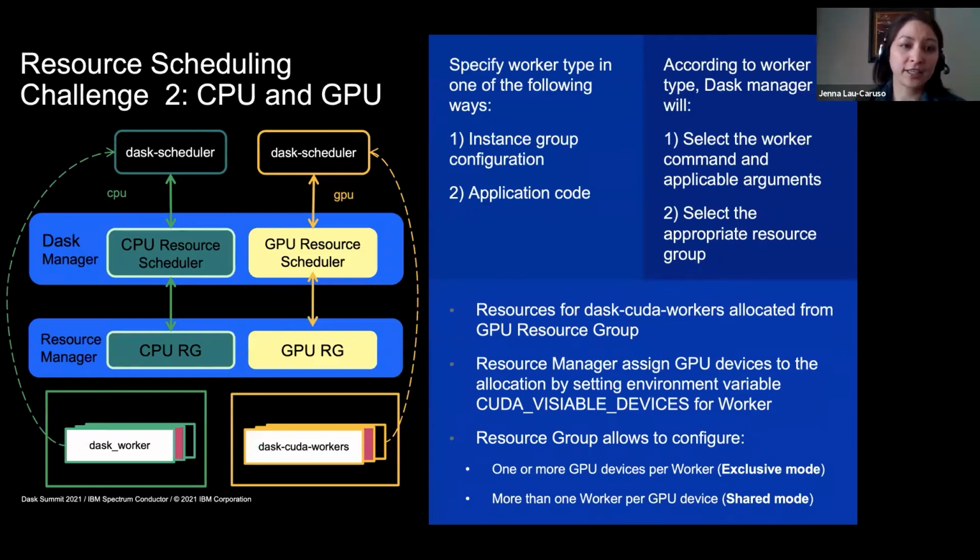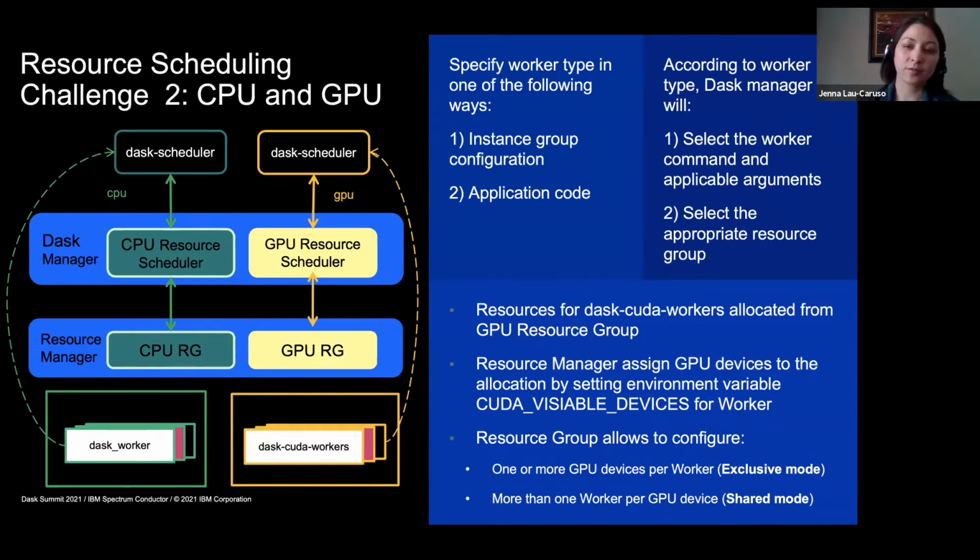The second resource challenge is the mixing of CPU and GPU workload in a way that we can switch between these depending on what the application needs in a fairly transparent and easy way. So when you create an instance group and you add Dask to that instance group, you can pick a resource group for CPU and a resource group for GPU. And as I mentioned, the way that the slots are considered on both of these are independent to the type of resource group that you're defining.